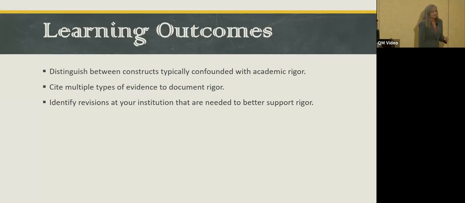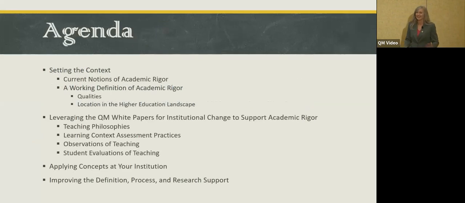For the agenda, I'm not going to read the white papers to you. Sorry, you can do that. But what I'll do is briefly summarize where we are in the academic rigor landscape. I'll provide the definition of academic rigor that we're using for this discussion. And then, like I said, I'll give you some examples from my institution and challenge you to take this out and make it better.